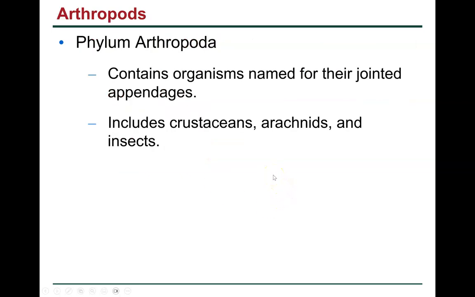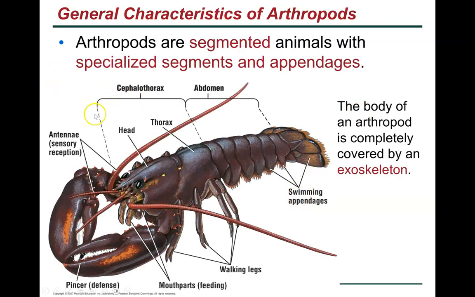Okay, moving on to our next phyla of animals, the arthropods. This is going to contain organisms named for their jointed appendages. It includes crustaceans, arachnids, and the insects. If we look at the characteristics that you want to know, you can say jointed appendages is one of them, segmented animals with specialized appendages.